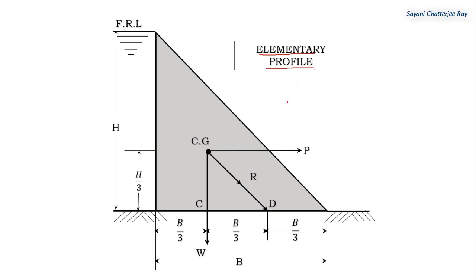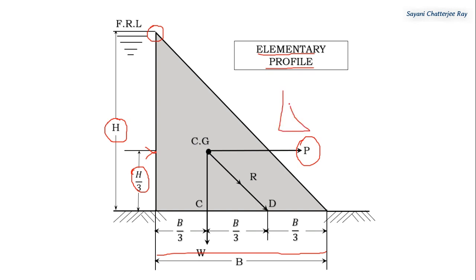When water is stored against any vertical face, it exerts a pressure P which is perpendicular to the face of the dam, and this pressure P acts at a distance of h/3 from the base. H is the height of the water stored in the dam. The pressure is 0 at the top and maximum at the bottom, as you can see on this diagram. So the thickness required at the top is 0 and the maximum thickness is required at the bottom.